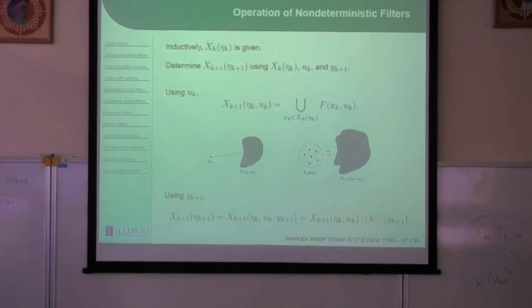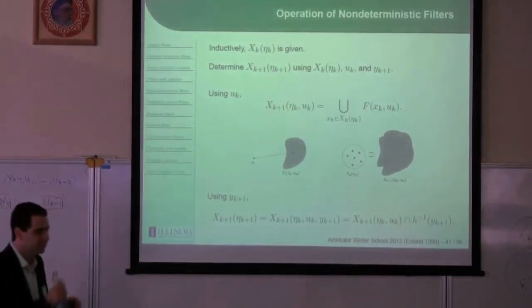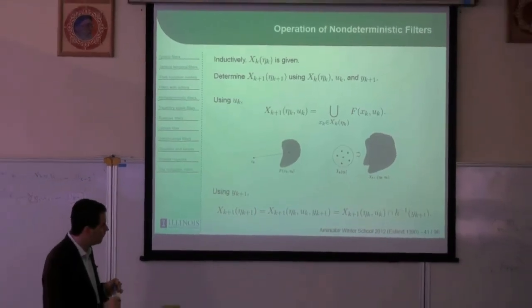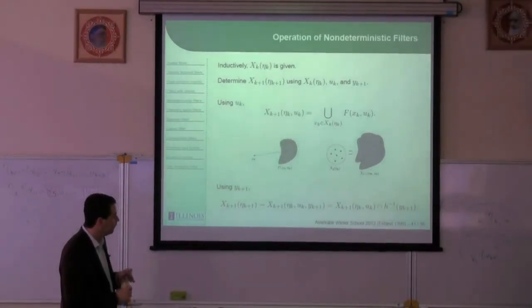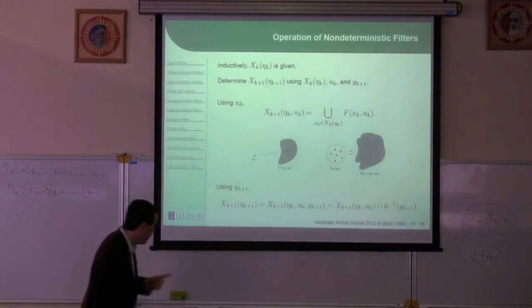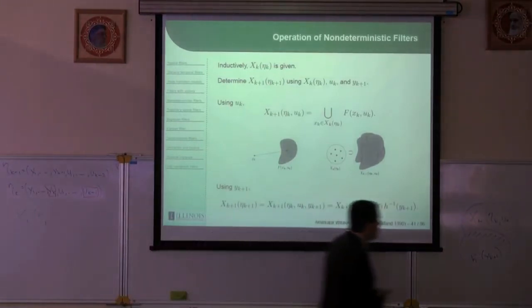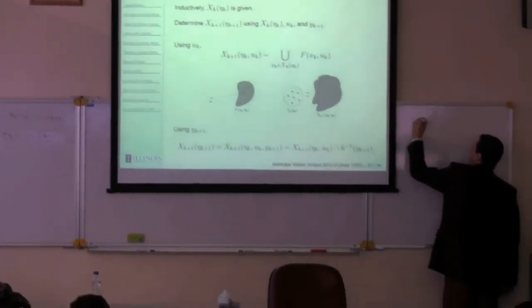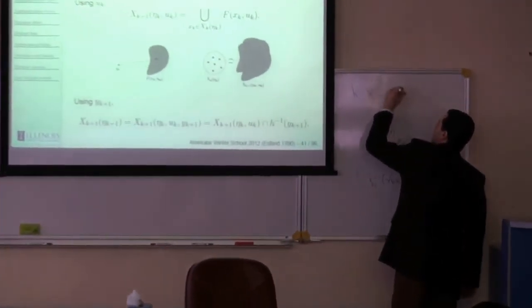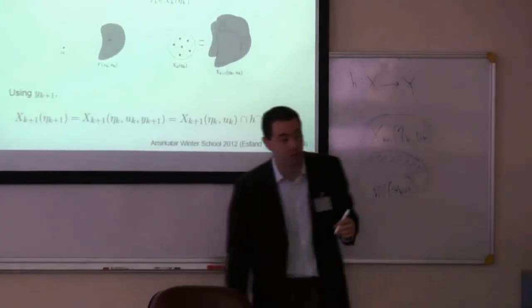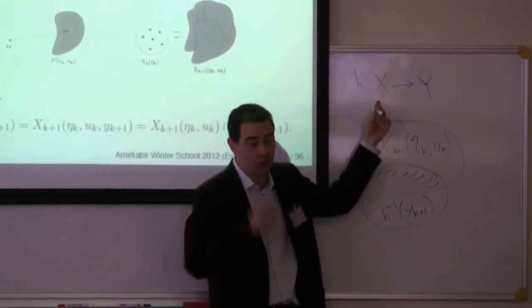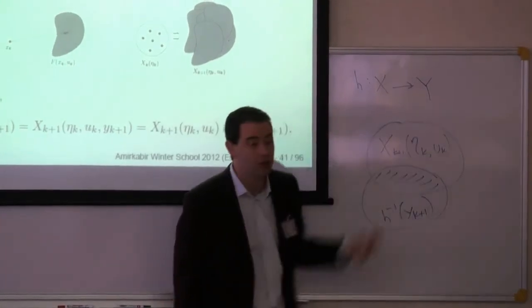Sorry? Yeah. Why do we not use u_k in reverse function h? Well, h is the sensor model that I defined before. So h is just a mapping that goes like this. It's a sensor mapping, one of these virtual sensor models that I gave. And so it just takes the current state and produces the current observation.